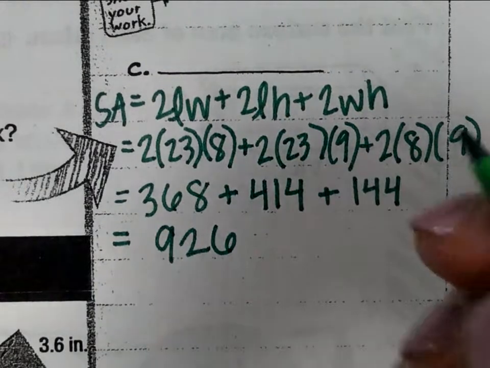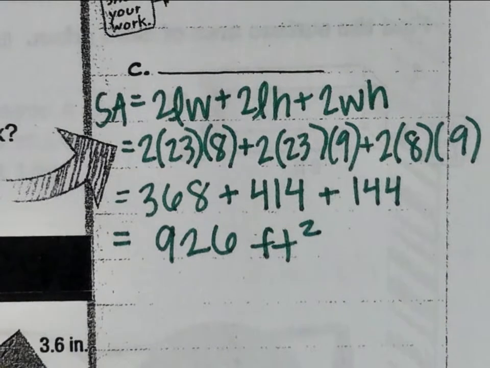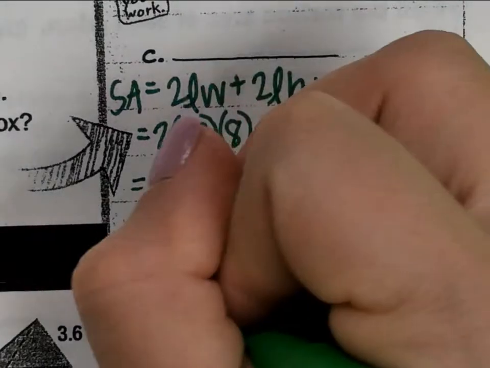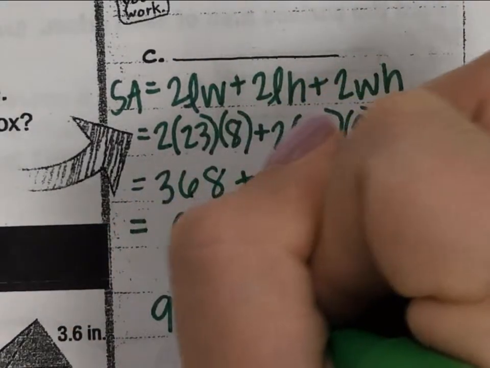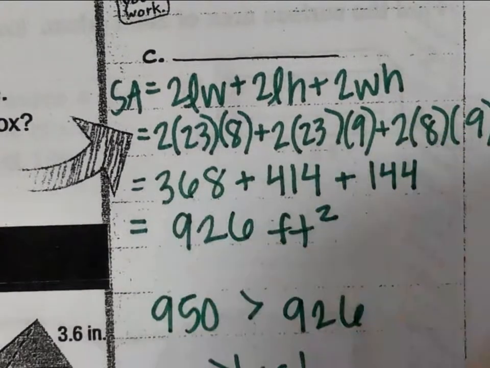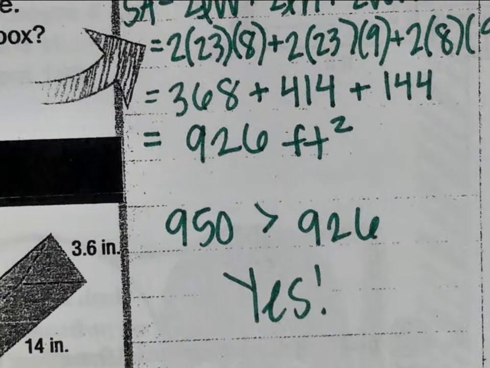Okay, so my surface area is 926 square feet. How much paper did he have? 950. So does he have enough? Yes, because 950 is greater than 926, right? So yes, he does have enough. Is that everything? Okay, questions on that?